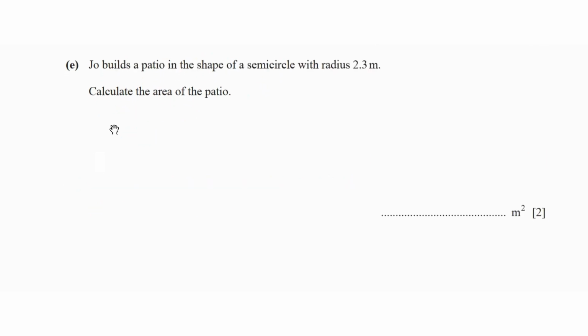Part E says Joe builds a patio in the shape of a semicircle with radius 2.3 meters. Calculate the area of the patio. So area of a semicircle is pi r square over 2. So we multiply pi with 2.3 squared and divide the result by 2. And that is going to give us 8.31 meters squared. That's your answer.